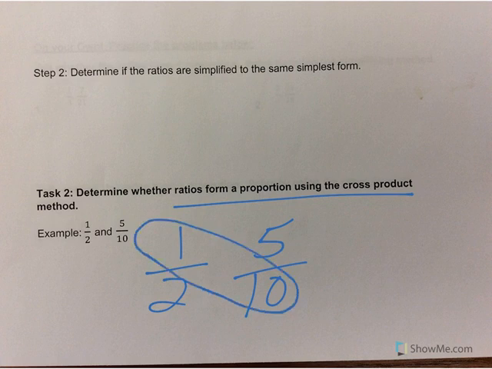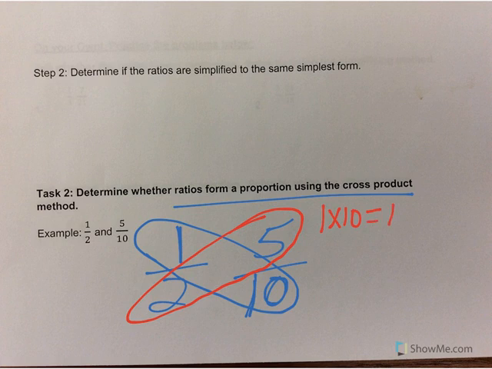The numerator in one fraction, in this case 1, times the denominator in the other fraction, in this case 10. Then you do the same thing with the other diagonal: the denominator in one fraction times the numerator in the other. So we do 1 times 10, and we get 10. And we do 2 times 5, and we also get 10. We compare those products. If those products are the same, then those ratios are equivalent. So we know that 10 equals 10, so 1/2 also equals 5/10.